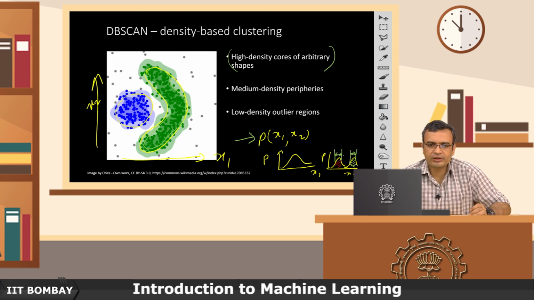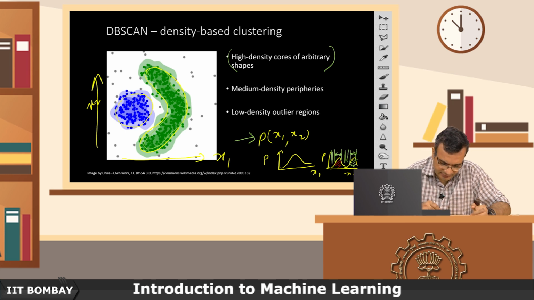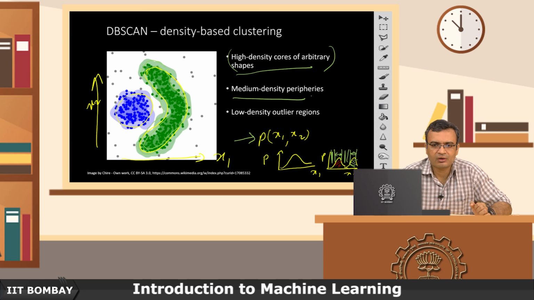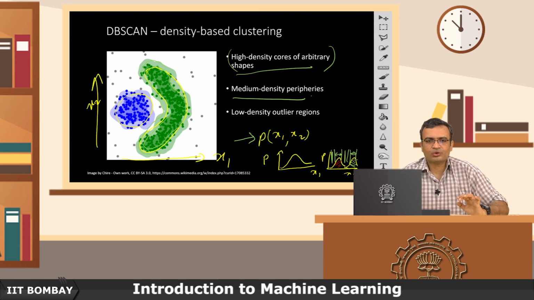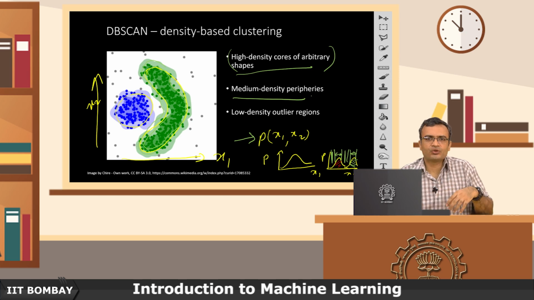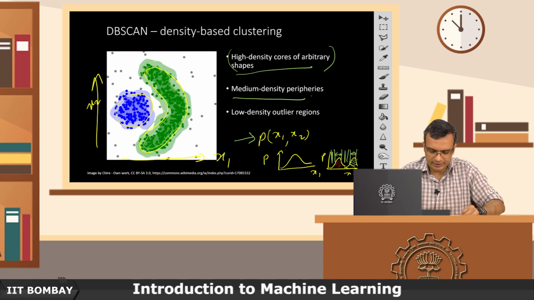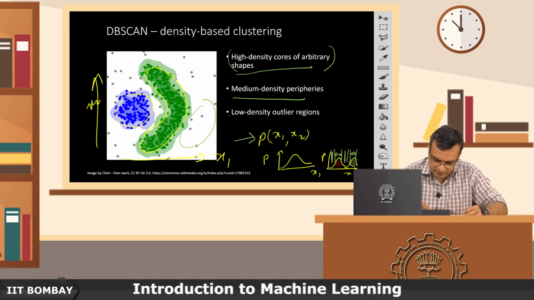So that is our core region, right, and outside the core region there is a small gap where we will have slightly lower density, and that is this fuzzy region that you see around that. So we have a high density region and medium density peripheries around it, okay. So this high density combined with medium density tells you where the cluster's core is and where it is ending, and then we have these low density regions.